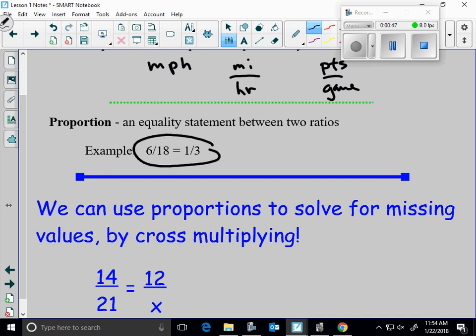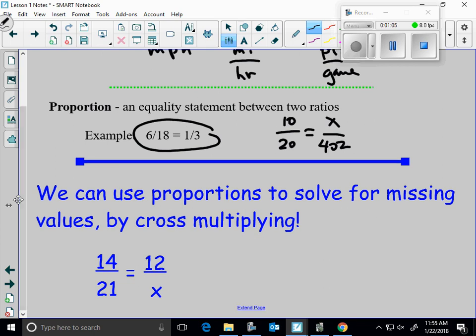Proportions, on the other hand, are equivalent ratios. So 6/18 is equivalent to 1/3. An example of a proportion that you'd need to solve could be: 10 is proportional to 20 as x is to 40. We're going to solve a few of those today.